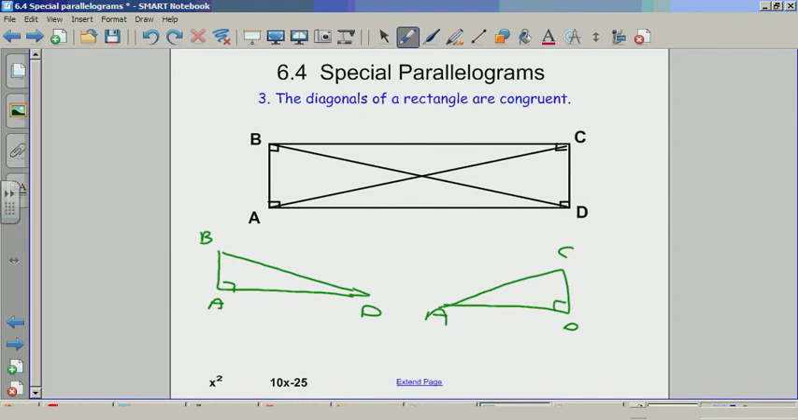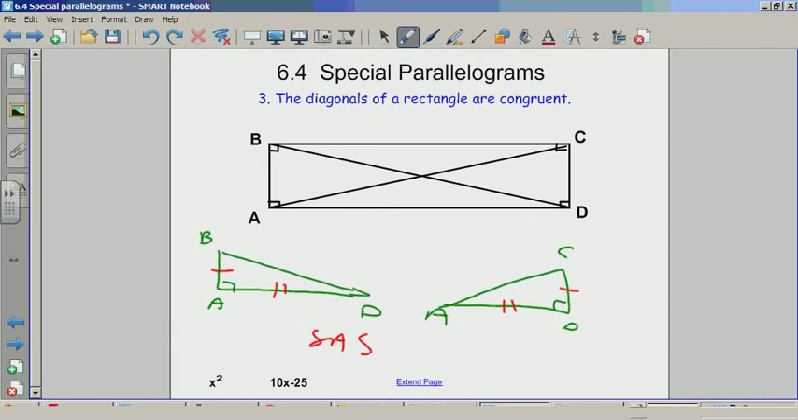I was thinking hypotenuse leg, but probably won't need to use that here. Because it's a rectangle, all rectangles are parallelograms. I know I have a parallelogram. Because I have a parallelogram, opposite sides are congruent. AB must be congruent to CD. Also, by the reflexive property, notice that AD has to be congruent to AD, reflexive property of congruence. The right angles, all right angles are congruent. So these 2 triangles are congruent by side angle side.